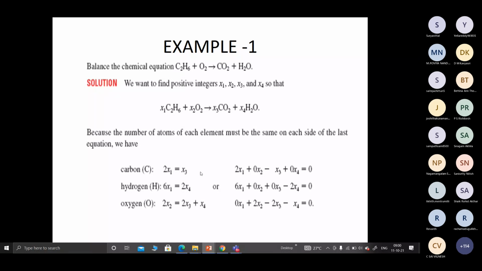Okay. So now if you write these equations, what will happen? 2x1, 0x2 minus x3 plus 0x4 equal to 0. Then arrange that. 6x1, 0x2, 0x3 minus 2x4 equal to 0. Then 0x1 plus 2x2 minus 2x3 minus x4 equal to 0. So you got 3 equations but 4 unknowns. So it's a homogeneous system. Possibly this system can have infinitely many solutions. So it's one of the applications, you can think about solving a system of homogeneous equations.